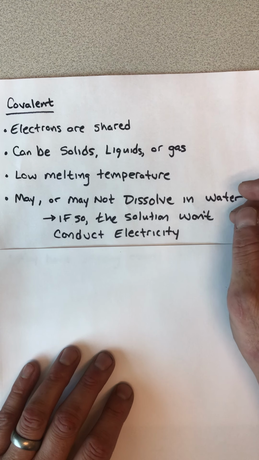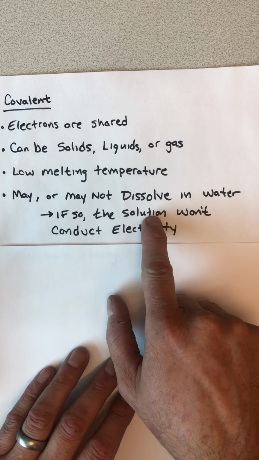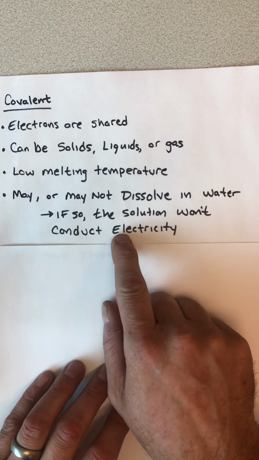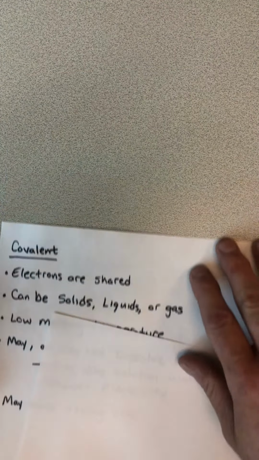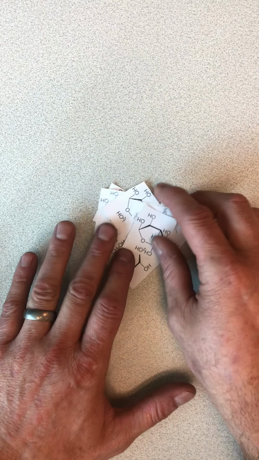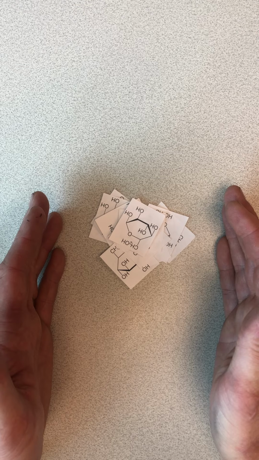So in water, they may or may not dissolve. And you notice I've used the word dissolve here rather than dissociate. And if they do dissolve, then the solution won't conduct electricity because, let's do a little demo of that. So here's our sugar molecules. And let's just say that we've got these all clumped together into a lump of sugar. And let's say that we put this into a glass of water.